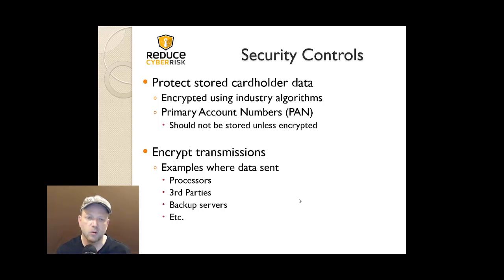As we're dealing with encrypting transmissions, this is typically anything that's transmitted. One of the controls was to protect the stored card data: anything that's a PAN, encrypt it. The other one is to encrypt transmissions. These are examples where data is sent. If data is shipped away from you and sent someplace else, you need to make sure it is encrypted when it's sent there. This covers processors, third parties, backup servers, you name it.